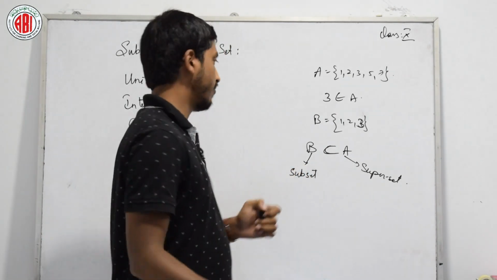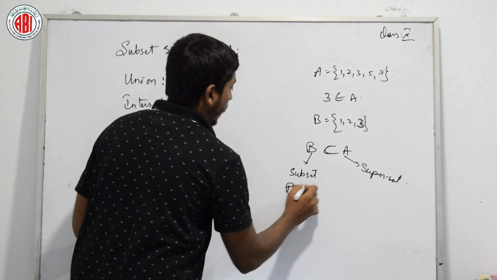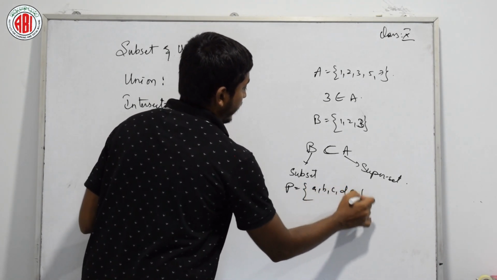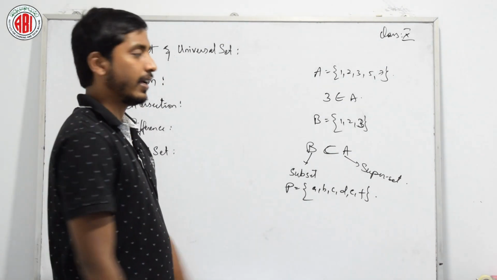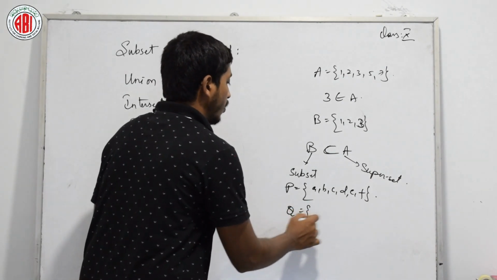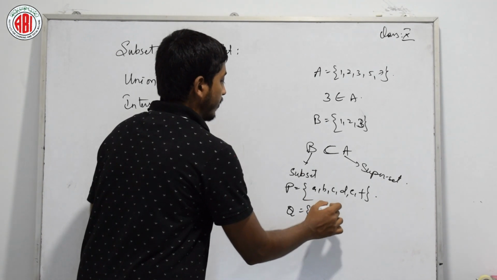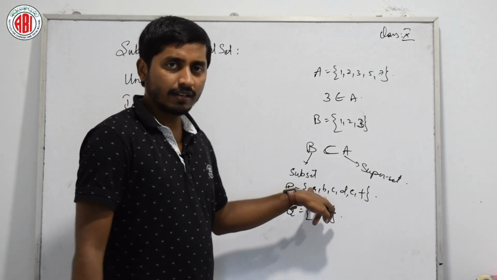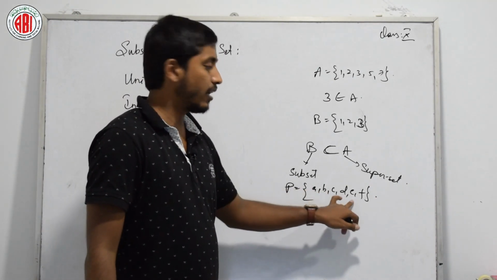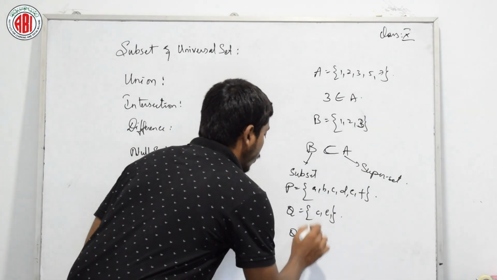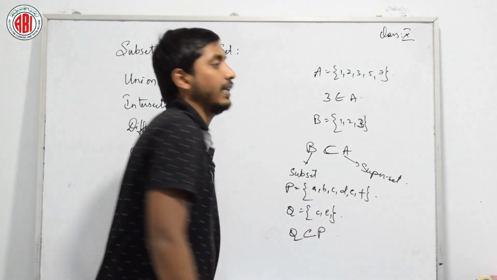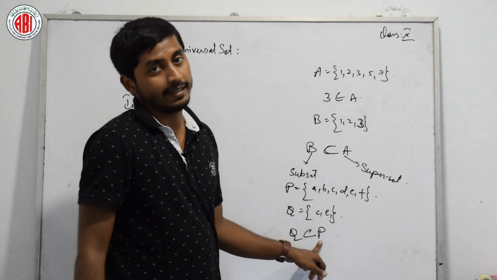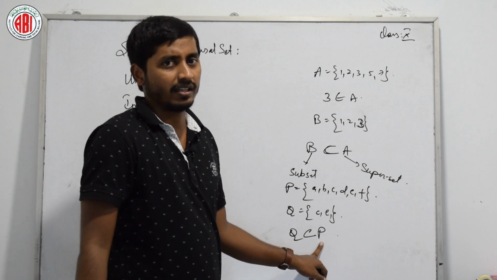Let us have one more example, P and Q. If P is some set having the alphabets A, B, C, D, E and F, then let me have one more set Q which has C and D. Let us have only two elements. Is this set a part of this set? Yes, C and D, there are two elements. Then I can write Q is a subset of P, where Q is the subset and P is the superset. Hope you can understand.